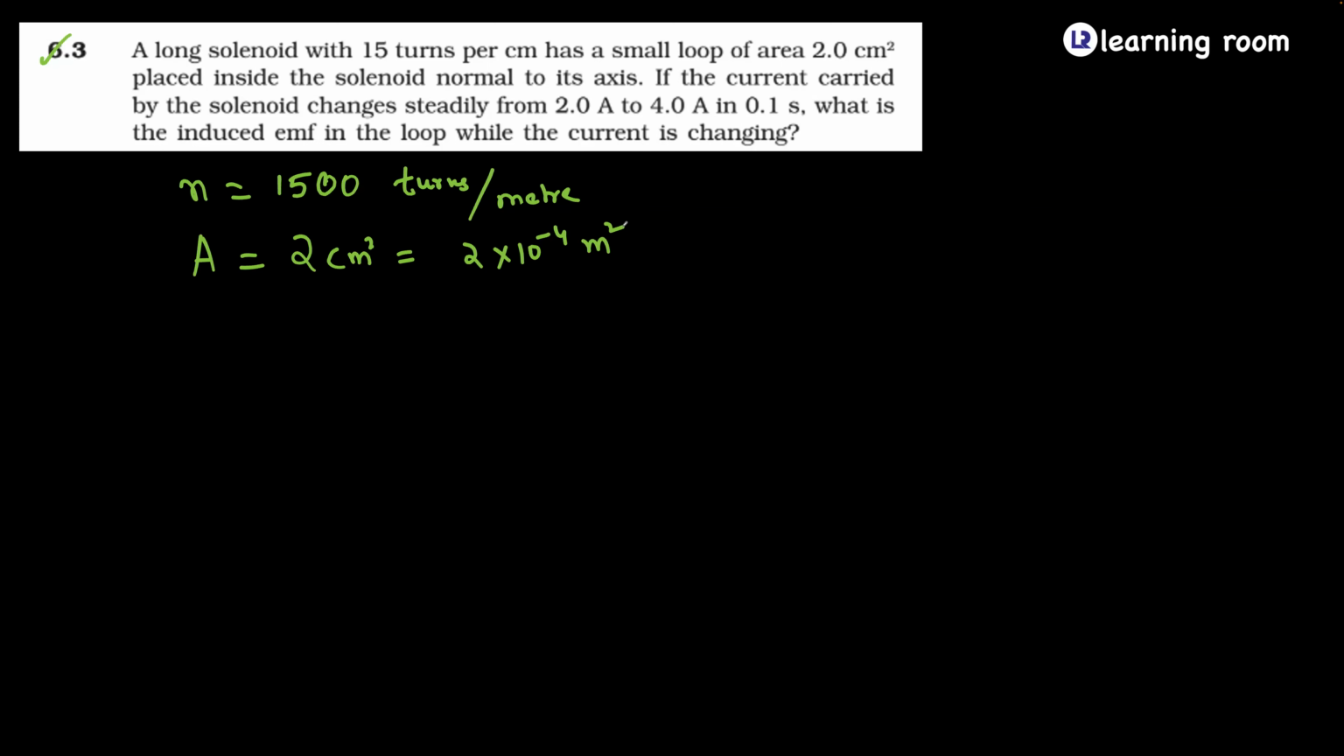This is a very, very important point to be noted, because when we see the word normal, the first thing that we think of is theta is equal to 90. You'll think there is no flux. Don't make that mistake. Coil normal to the magnetic field means angle between B and A is 0.